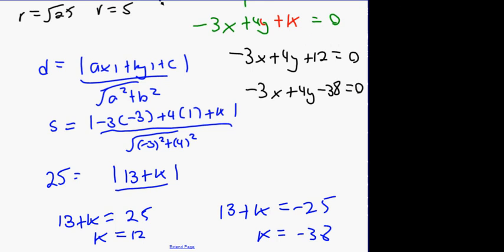Can anybody else give me two other answers that are acceptable? You know it, Fagan. Plus 3x minus 4y minus 12 equals 0. And the other one? 3x minus 4y plus 38 equals 0. Always beware the minus 1 version of your answer. Okay?